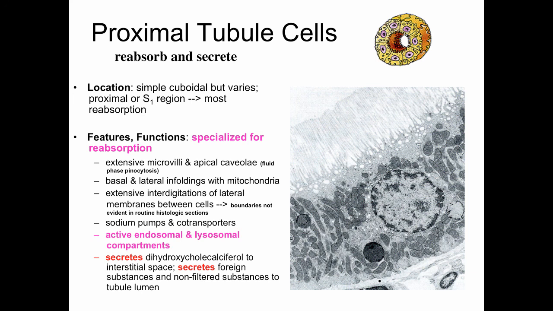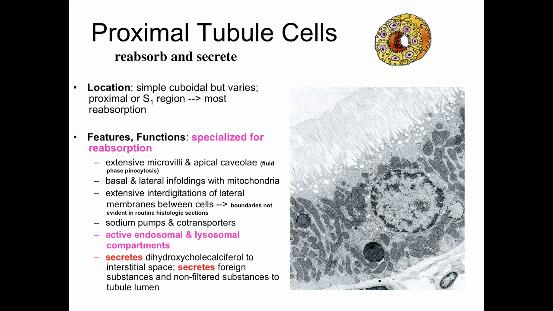Let's talk about cells in the proximal tubule. These cells reabsorb and secrete. They're simple cuboidal cells, but they vary depending on where they're located. We can talk about the proximal or S1 region, which are those cells closest to Bowman's capsule. These cells are most highly specialized for reabsorption. They have an extensive microvillus brush border, as you can see here. They have extensive apical caveolae, so there's a substantial amount of fluid phase pinocytosis going on in these cells.